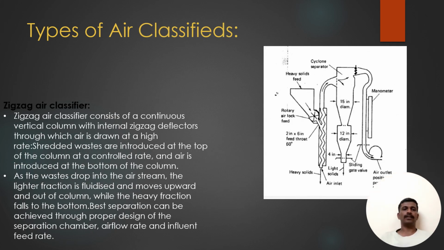Zigzag air classifier. A zigzag air classifier consists of a continuous vertical column with internal zigzag deflectors through which air is drawn at a high rate. Shredded waste is introduced at the top of the column at a controlled rate and air is introduced at the bottom of the column. As the waste drops into the air stream, the lighter fraction is influenced and moves upward and out of the column, while the heavy fraction falls to the bottom. Proper waste separation can be achieved through proper design of the separation chamber, airflow rate and the influent feed rate.